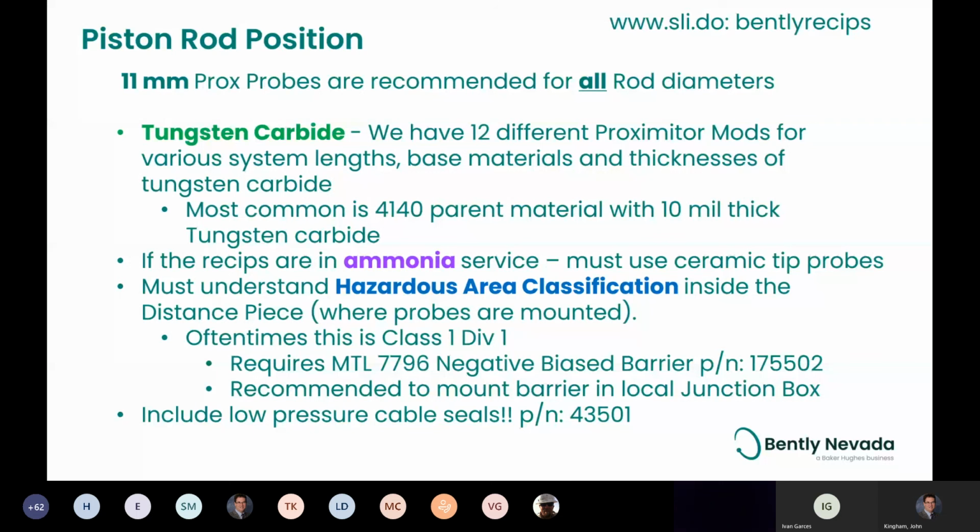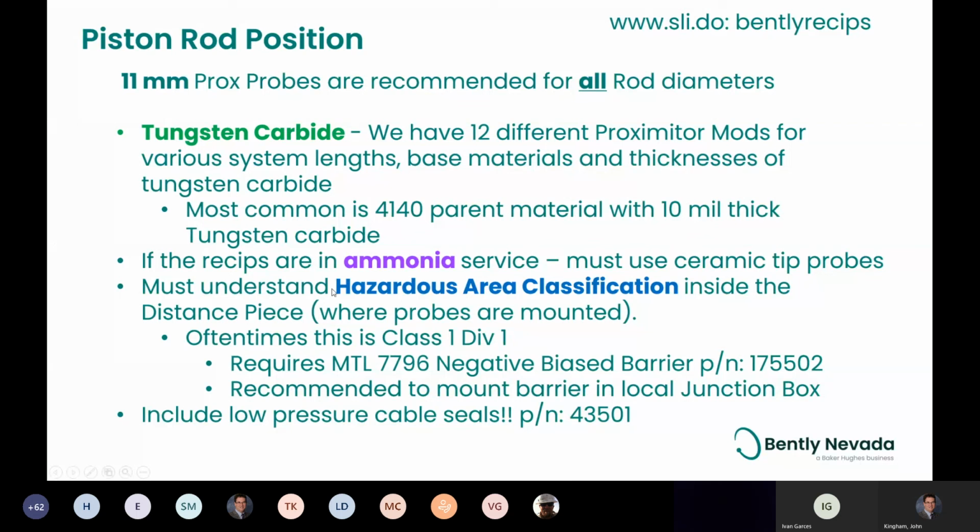So another point that you need to know is that if the recips are going to be in ammonia service, again, remember that purple O-ring, you must use ceramic tip probes. Ammonia will attack the plastic that encases the regular prox probes, and that's not good.